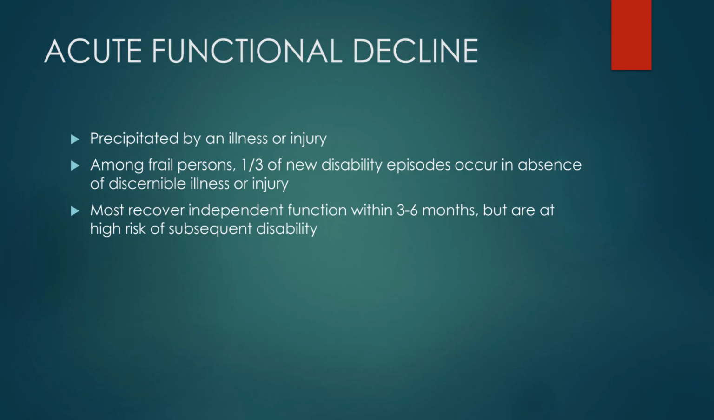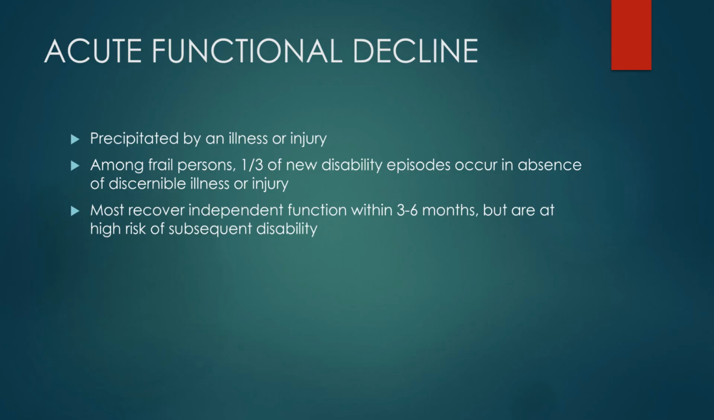Depending upon the class of conditions that the older adult has, for example, with the second point, of frail individuals, a third of them will acquire a new disability in the absence of any illness or injury. This comes on without warning. These are important. Sometimes they are precipitated by a fall, but other times you're not quite sure what led to the change in functional status.